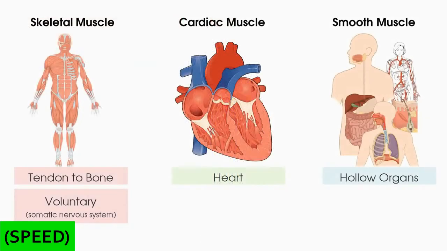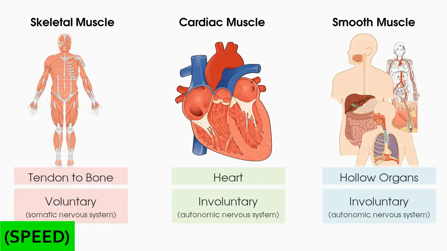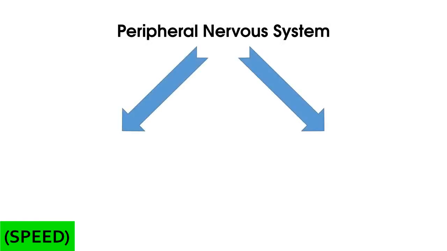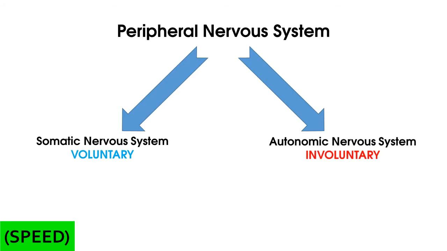So the somatic nervous system is all the nerves outside the brain and spinal cord which we have voluntary control over. Both cardiac and smooth muscle, we have no control over ourselves, so these are under involuntary control, which means that they're supplied by the autonomic nervous system, which is the automatic side of our peripheral nervous system. Just to summarize, the peripheral nervous system has two branches. One side is the somatic nervous system, which is under voluntary control, and the other side is the autonomic nervous system, which is under involuntary or automatic control.